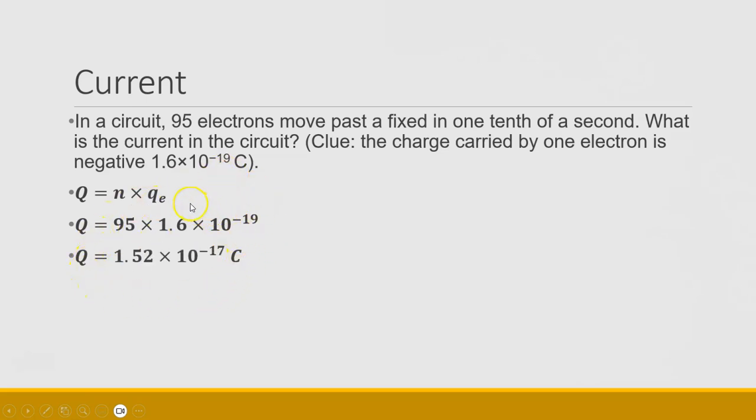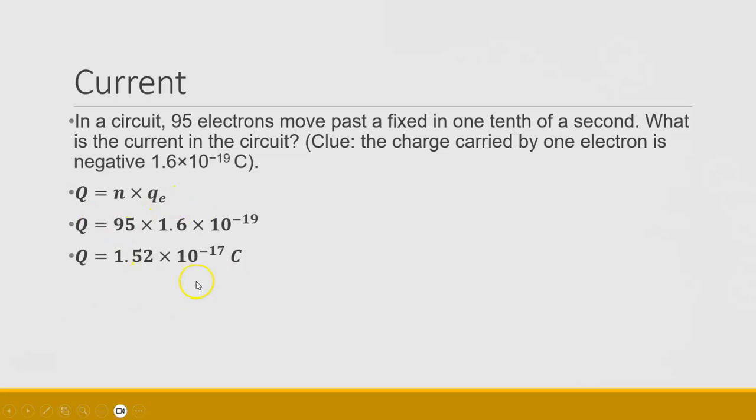Now we know that electrons are negatively charged, so we know that this charge is actually negative 1.52 times 10 to the minus 17 coulombs. But because electric circuits deal with electrons that are moving, we don't take into account the fact that the charge is negative. We know that it is moving electrons, so it is always negative.